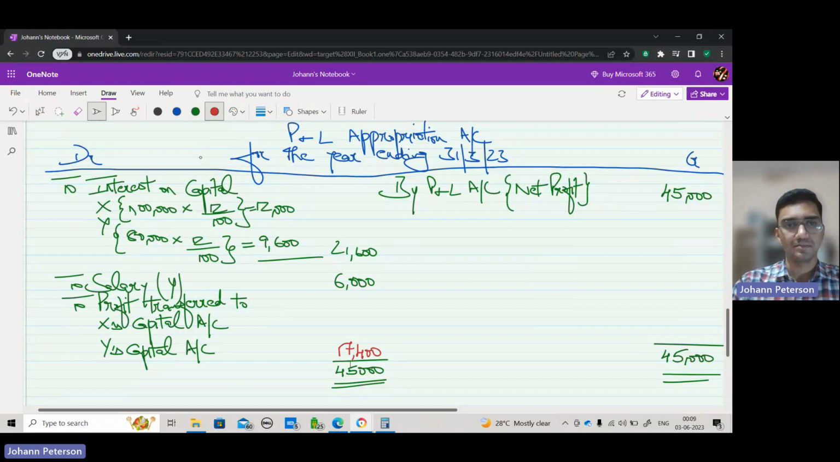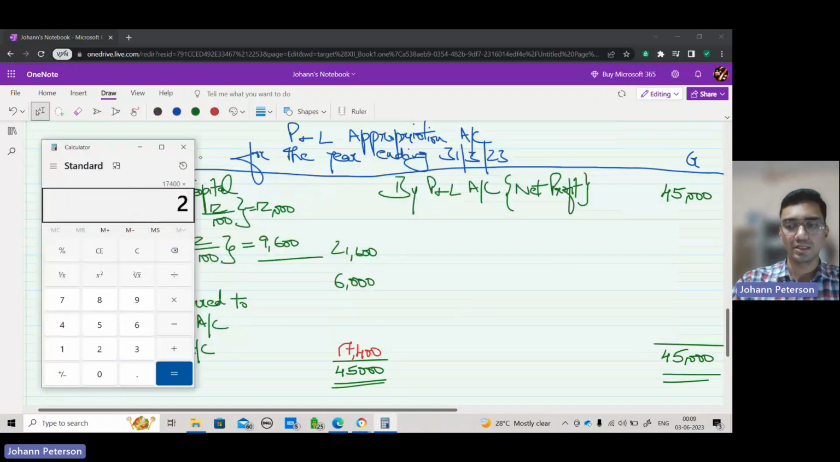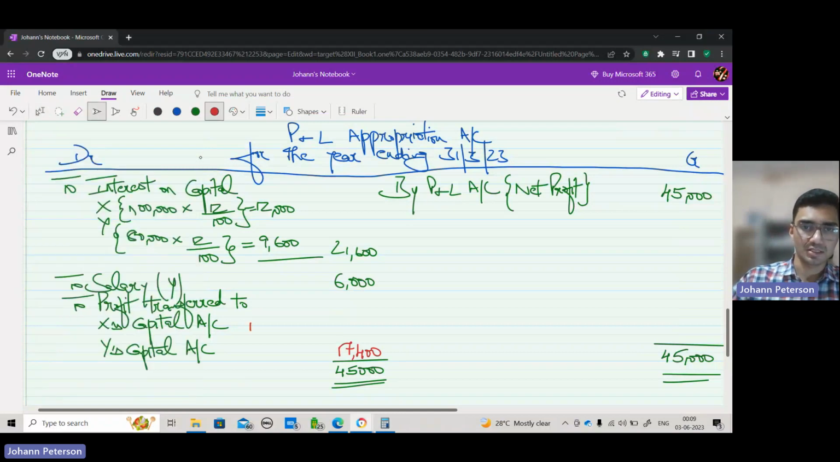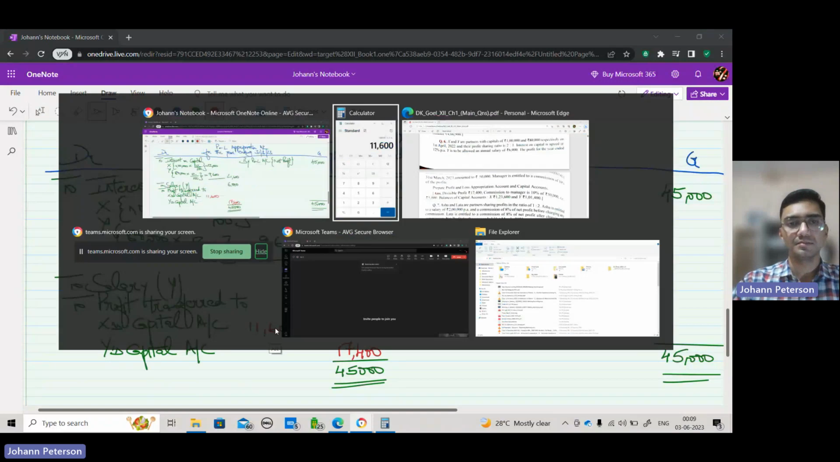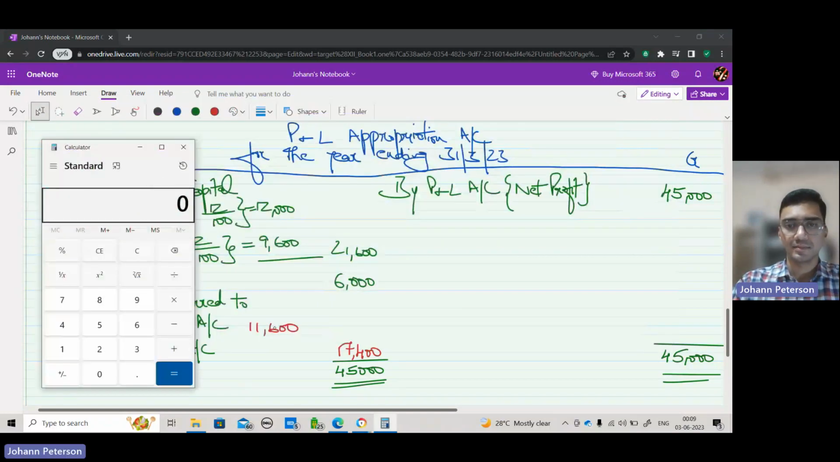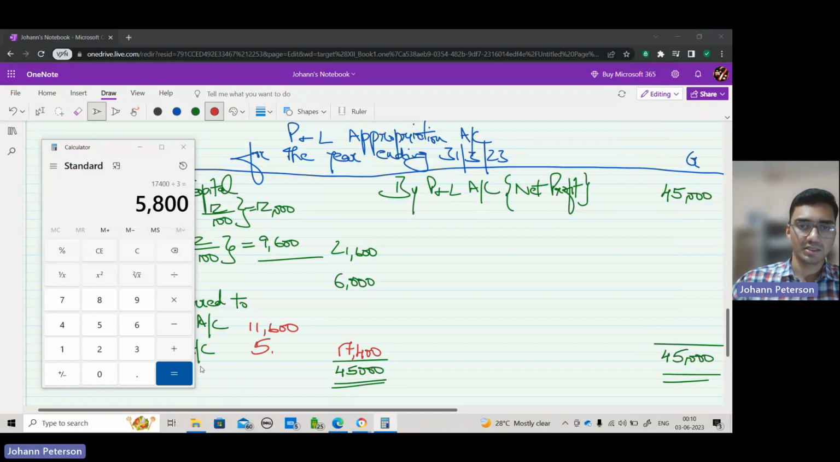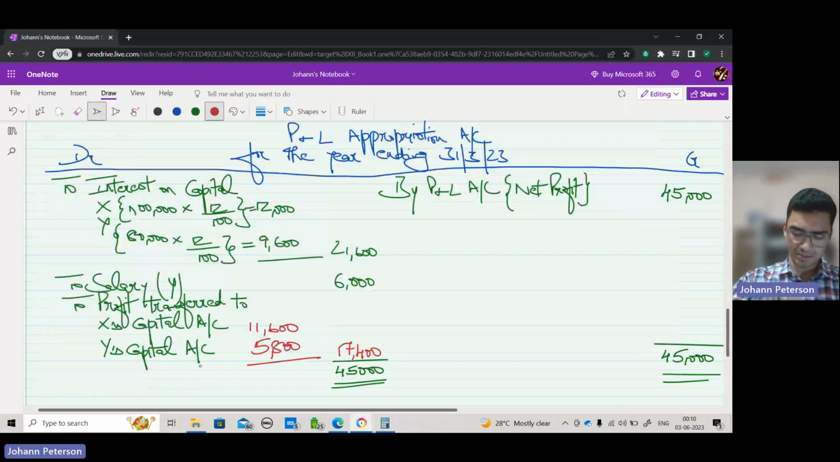So let's do the maths. 17,400 into 2 divided by 3, 11,600. So 11,600 will go to A. And B: 17,400 into 1 divided by 3 is 5,800 for the other. So 11,600 and 5,800. This is the amount which will be given to each of them.